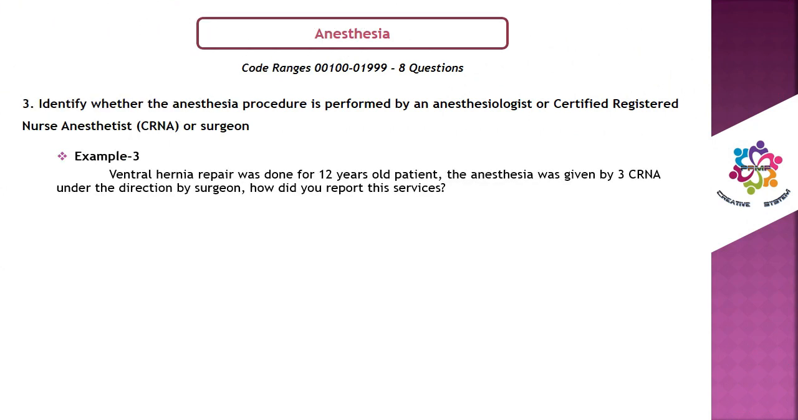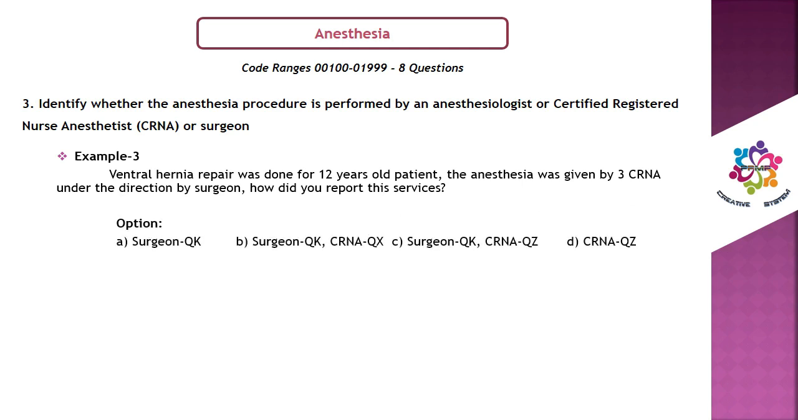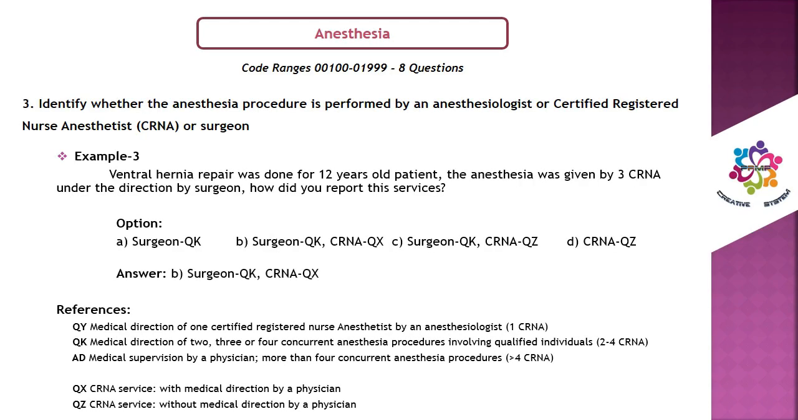Example 3. Ventral hernia repair was done for a 12-year-old patient, the anesthesia was given by 3 CRNA under the direction of the surgeon. How did you report this service? Option A. Surgeon with modifier QK. B. Surgeon with modifier QK and CRNA with modifier QX. C. Surgeon with modifier QK and CRNA with modifier QZ. D. CRNA with modifier QZ. Guess it, what will be the answer? Yes, correct. The answer is option B, surgeon with modifier QK and CRNA with modifier QX.